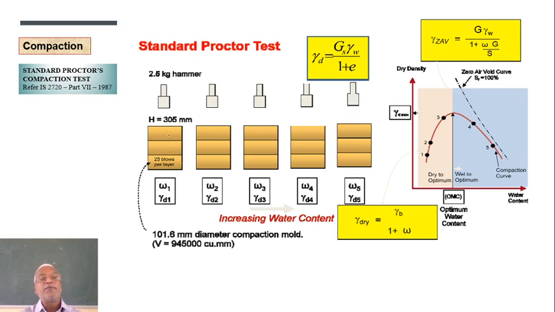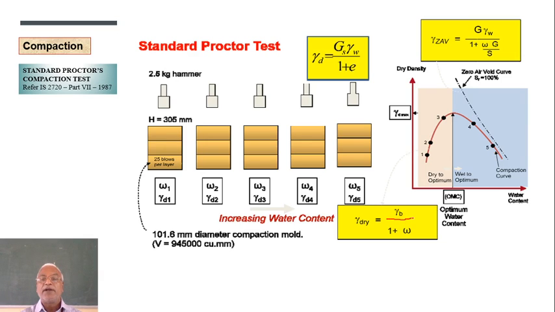Now remove the soil, mix a little more water, do the experiment. You will be getting for W2 gamma D2 and so on. You will be getting all these points. Now if you plot them, it may so happen that it will be like this. You pass a smooth curve. Then whatever peak is there, that peak corresponds to OMC, and here it is MDD, right? Now this part, whatever pink is shown, it is dry of optimum, and here it is called wet of optimum. So that curve is called the compaction curve.